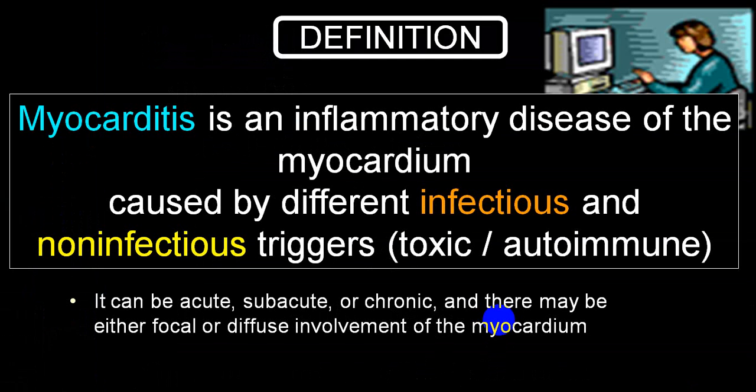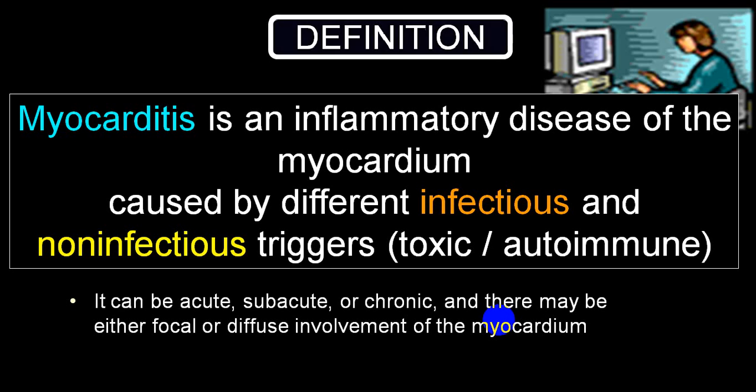So myocarditis is an inflammatory disease of myocardium, which can be because of infectious etiology or non-infectious etiology. Non-infectious can be many: toxic, autoimmune, radiation, infiltrations, a lot of conditions. Depending upon the onset, you can divide into acute, subacute, and chronic, and anatomical localization wise, focal or diffuse.